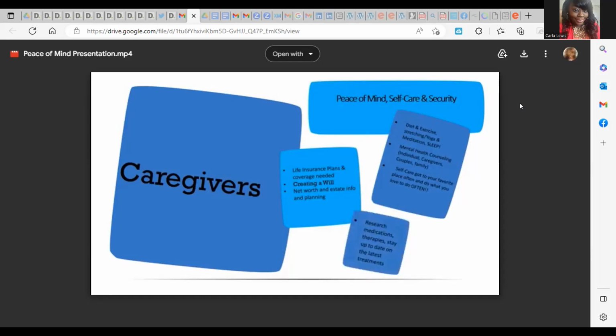The next is research medications, therapies, stay up to date on the latest treatments for the person you're caring for. Make sure they are also aware of options. Make sure you're talking to the doctors with them about the best possible care for them for longevity and the most possible way to a healthy life, knowing that you're doing everything you can with the latest research, the latest treatments to help make things just a little easier. Very important.